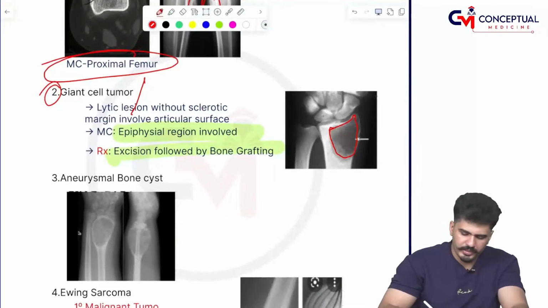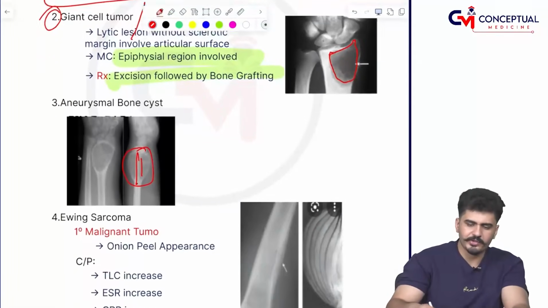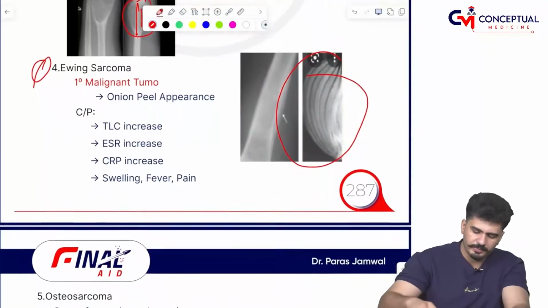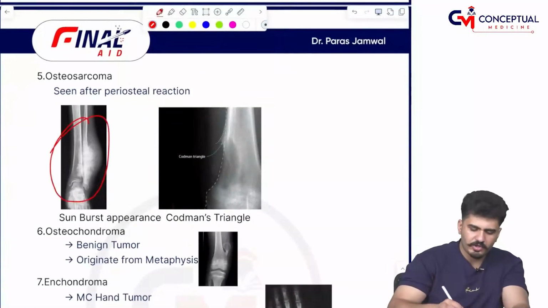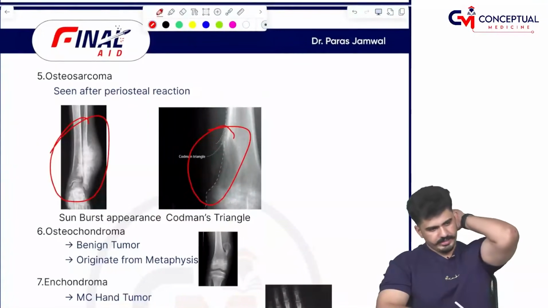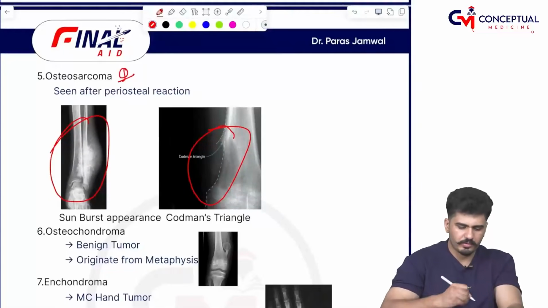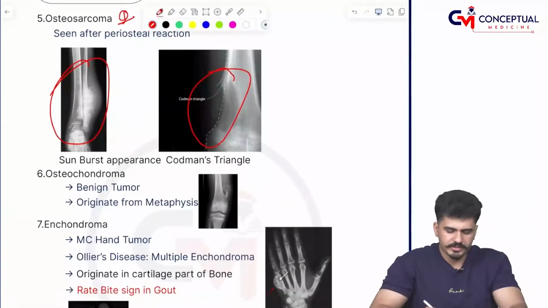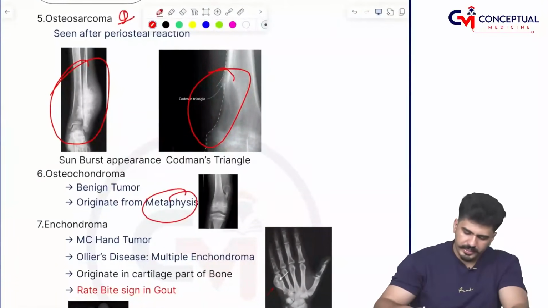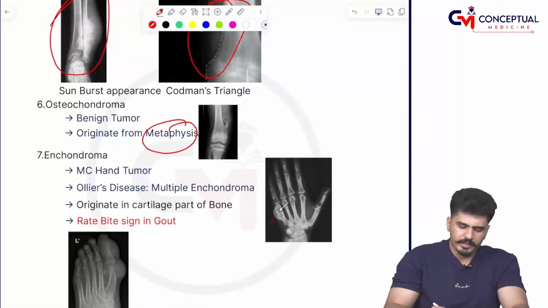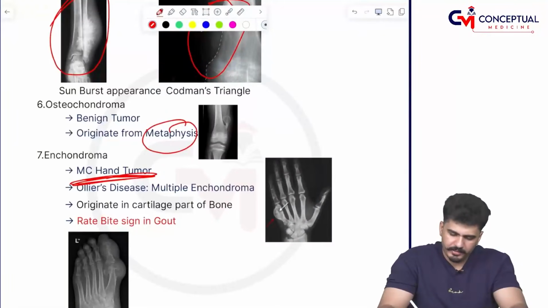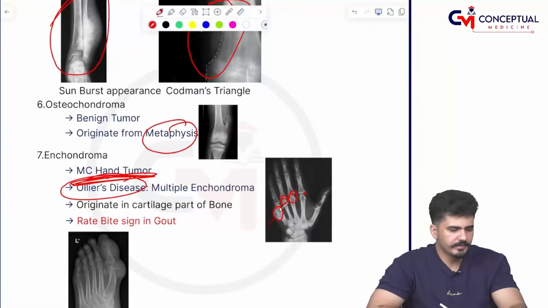Aneurysmal bone cyst. When a bone is covered with a cyst, my dear friend, this is aneurysmal bone cyst. Ewing sarcoma, onion peel appearance you will see, sir. And sir, sunburst appearance or Codman triangle because of the periosteal reaction you are going to see in the osteosarcoma. Osteochondroma is a benign tumor originating from the metaphysis, sir. Then coming to the enchondroma, a tumor of the hand originating from the cartilaginous part. If multiple enchondromas are there, this is called Ollier syndrome.